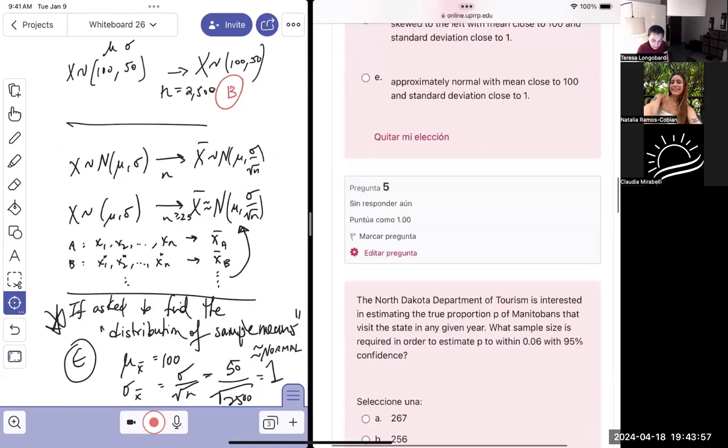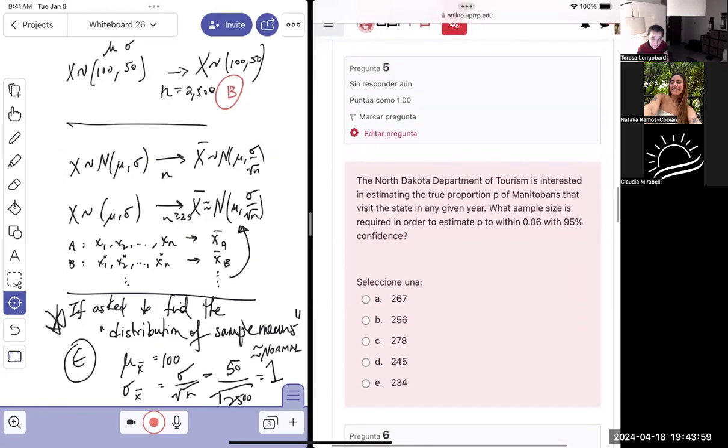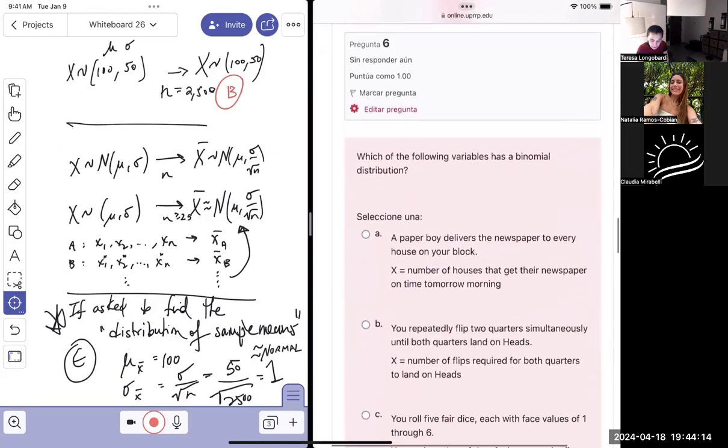All right, let's see. Let's try number 5. But this is 6. This is unit 6, so let's not do that.